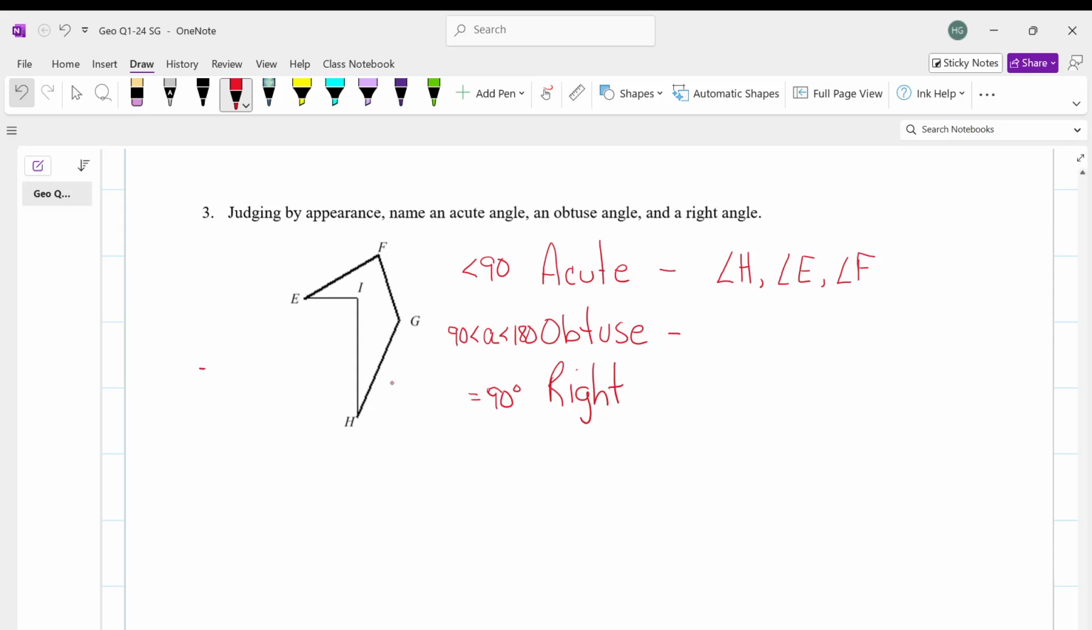Obtuse angles in this diagram, the angles that look to be greater than 90 degrees, I'm going to go with angle G right here. And then a right angle. This angle I, yeah, this looks to be very close to 90 degrees. So we're going to call it angle I. All right, so there's your angles: acute, obtuse, and right.